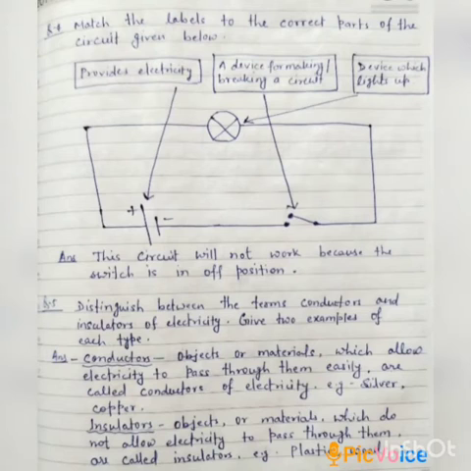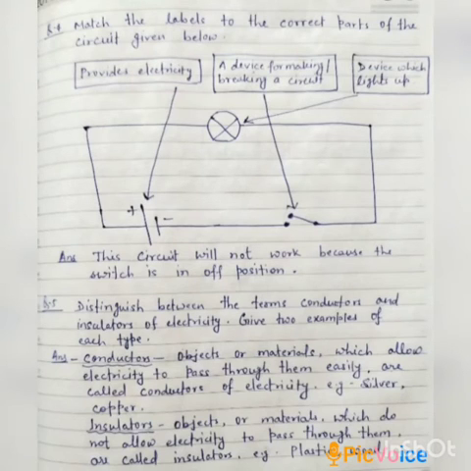Now the second part of the question is: will this circuit work, and if not, then what is the reason? The answer of this is: this circuit will not work because the switch is in off position. In this circuit, the switch is in off position, so this circuit will not work.